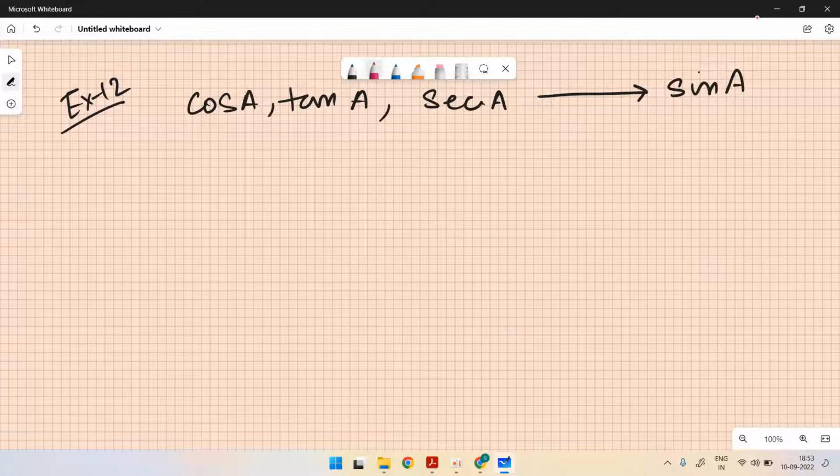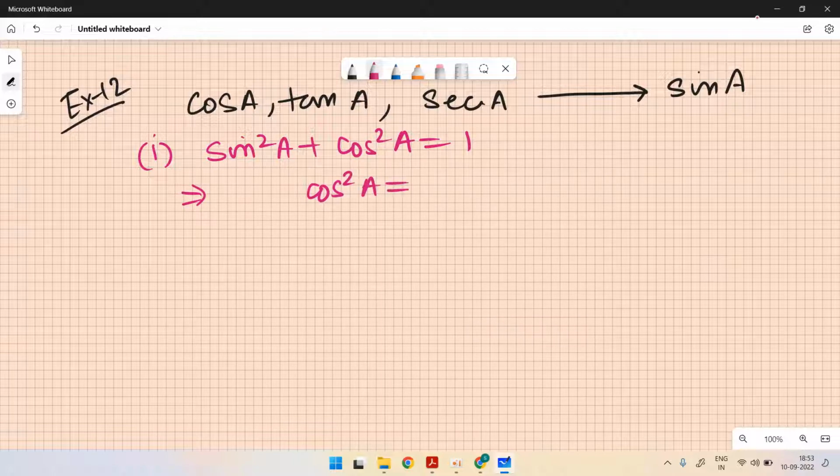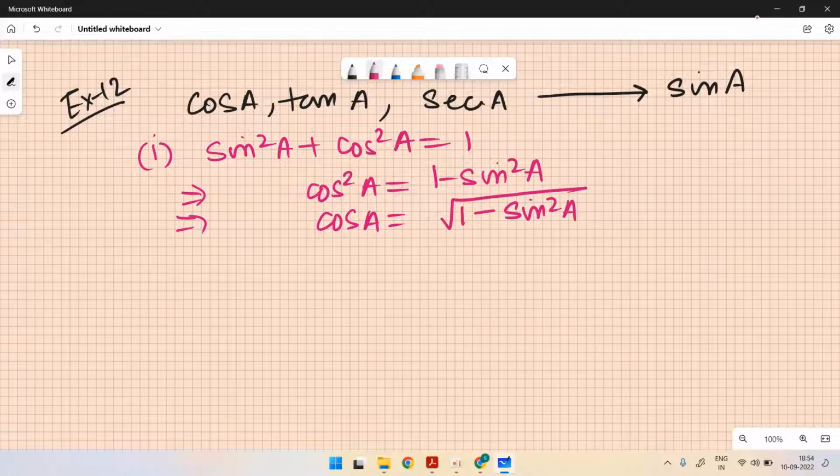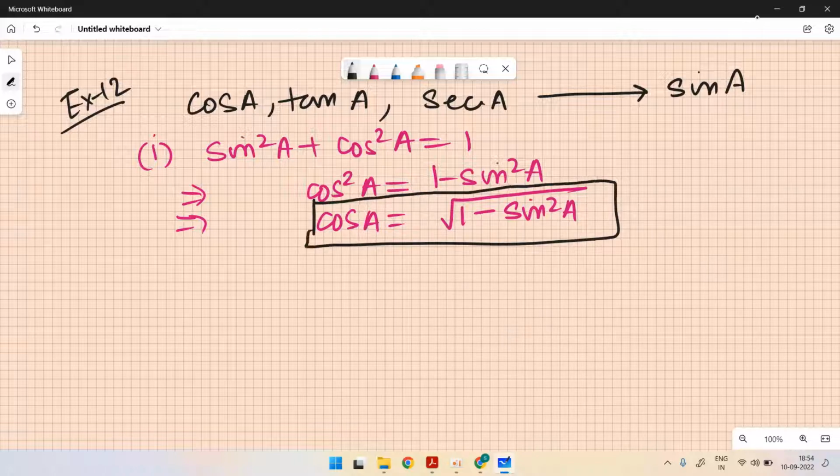Now, the first property: you know that sine square A plus cos square A equal to 1. Now you need to express cos in terms of sine. So cos square A equal to 1 minus sine square A. So if you take the square root, cos of A is nothing but under root 1 minus sine square A. This is your expression of how you express cos A in terms of sine A.